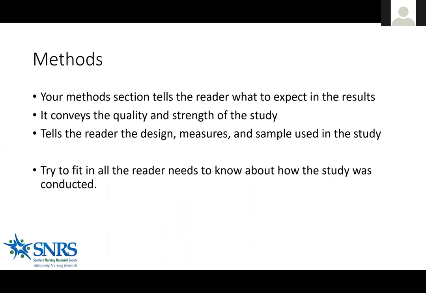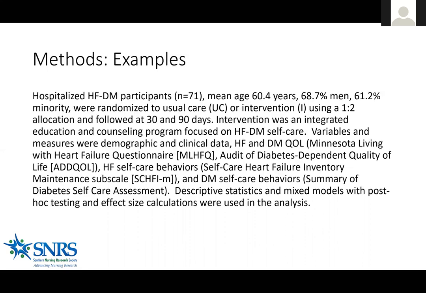And sometimes you need to put more methods information in if there's a lot of data that were gathered, and sometimes it can be succinct. So here's an example where there was a lot of information because there were a lot of questionnaires. This study shows who the sample is: hospitalized participants who had heart failure and diabetes. The group was mean age of 60, mostly men, mostly minority.